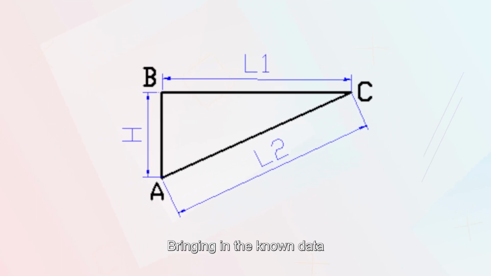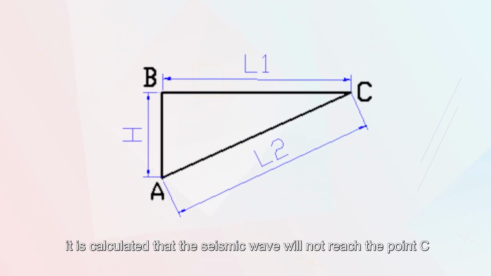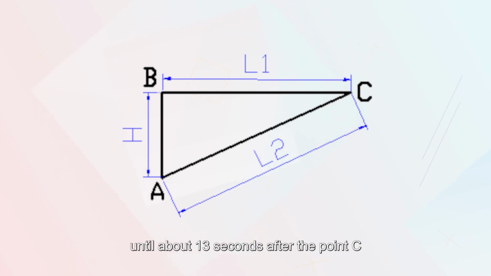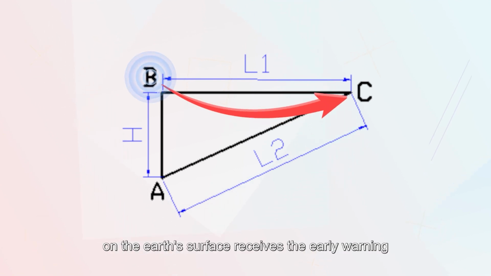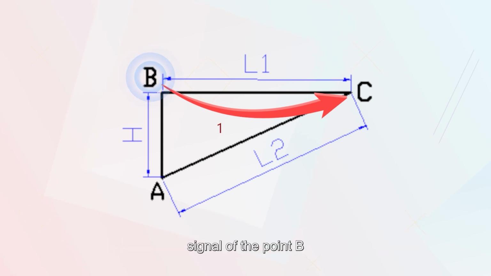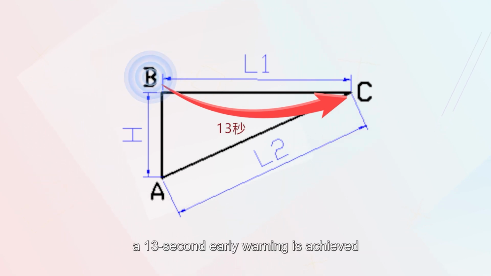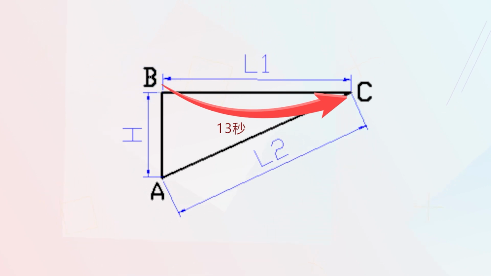Bringing in the known data, it is calculated that the seismic wave will not reach point C until about 13 seconds after point C on the Earth's surface receives the early warning signal from point B. That is, a 13-second early warning is achieved.